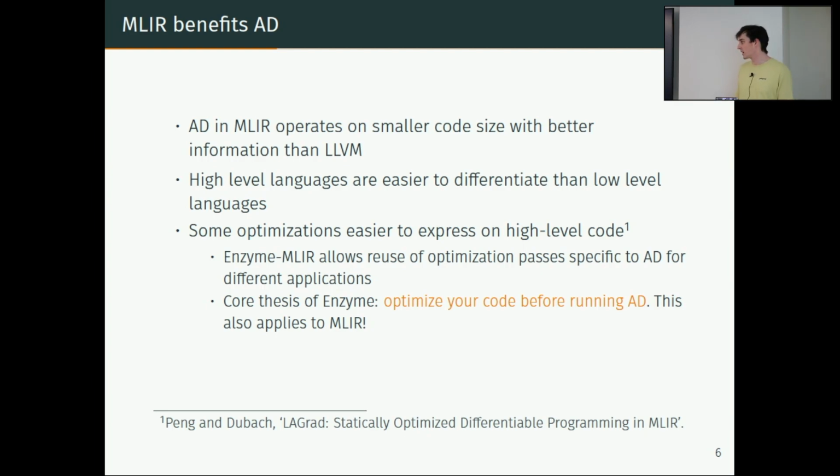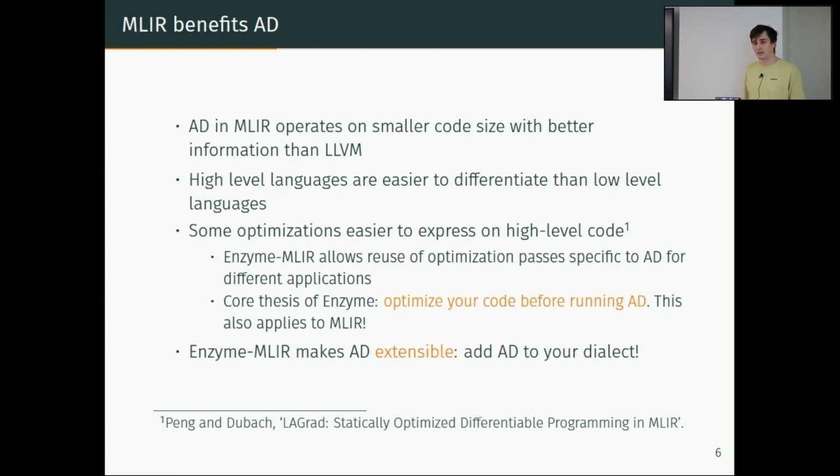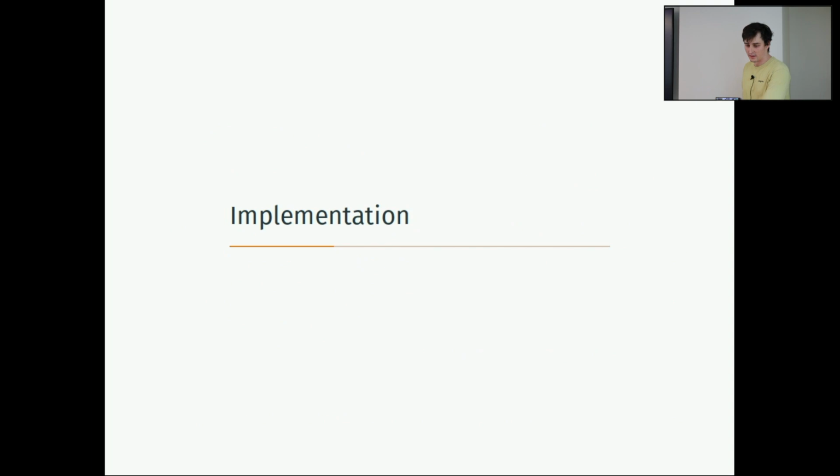Additionally, the core thesis of Enzyme is that we optimize our code before running AD, but we can also do this at a higher level than in LLVM. Also, Enzyme MLIR makes AD more extensible, since you can add your own dialect and you're not restricted to the instruction set that LLVM provides.